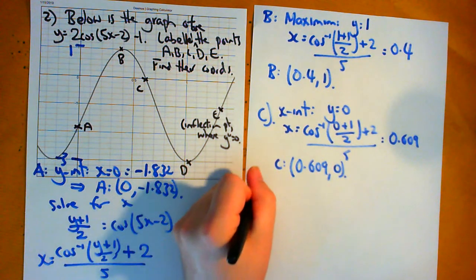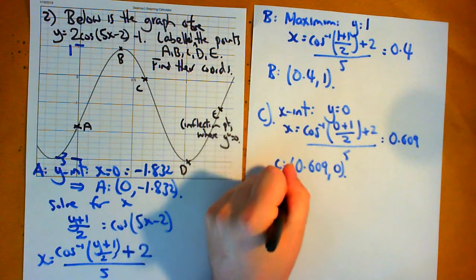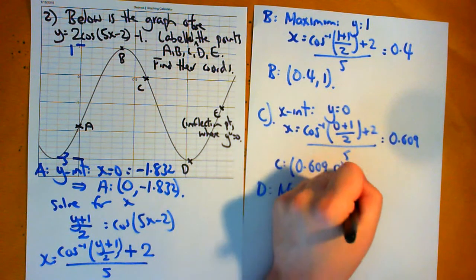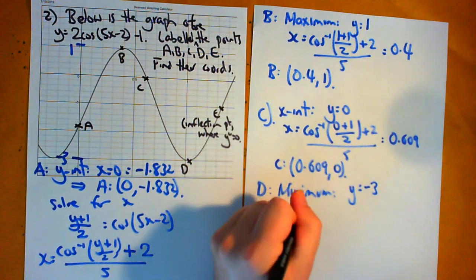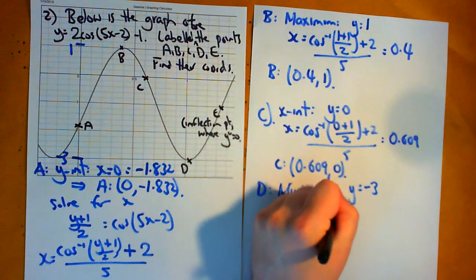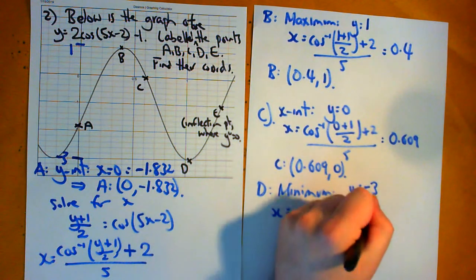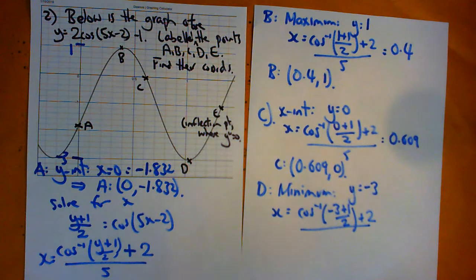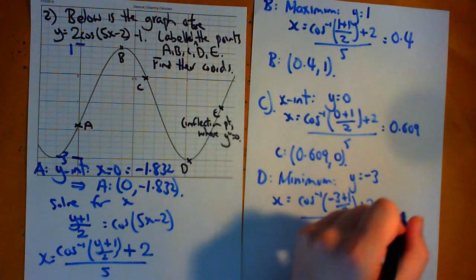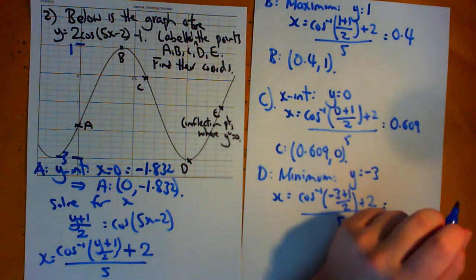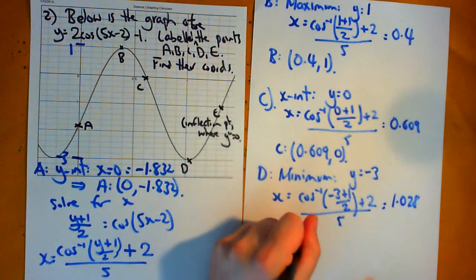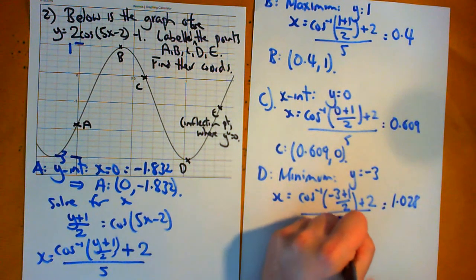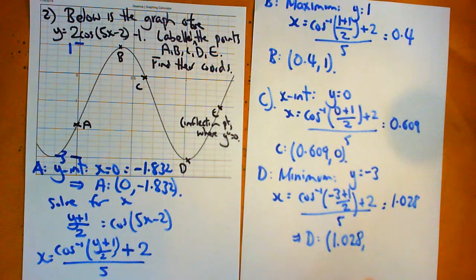Okay, so point D, which is the minimum, we've already identified that for this minimum y equals negative 3. So we get x equals cos inverse of negative 3 plus 1 over 2, plus 2, if we substitute negative 3 into our rearranged for x equation. And if we calculate that, we get 1.028. So therefore, D has coordinates of 1.028 was the x value, and the y value is negative 3. So we have point D.